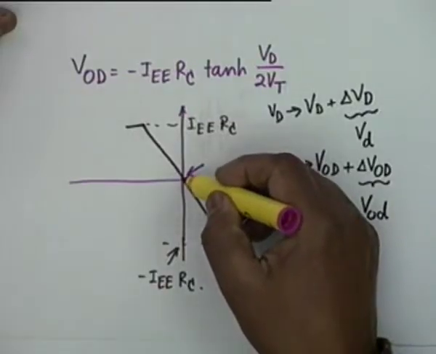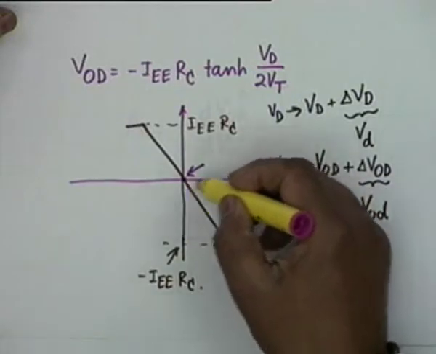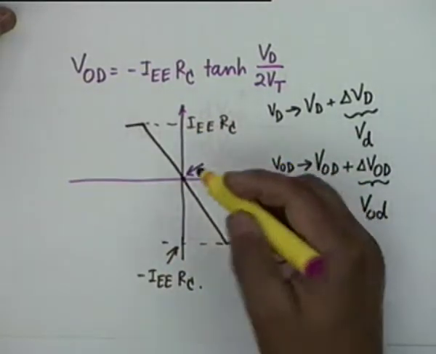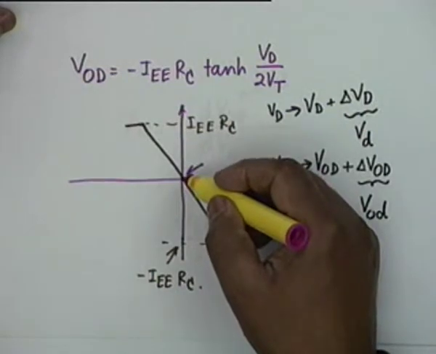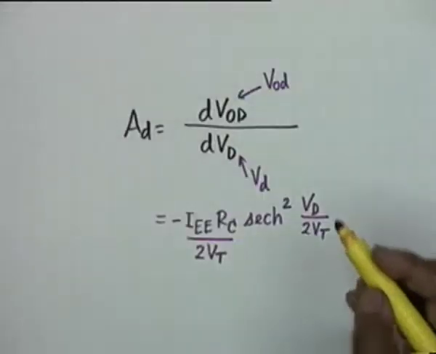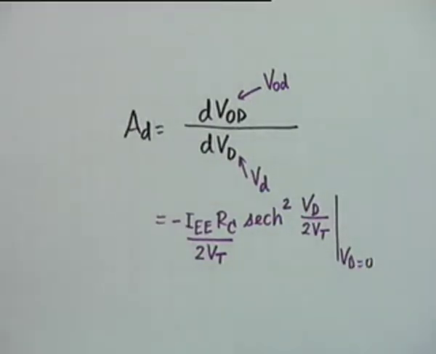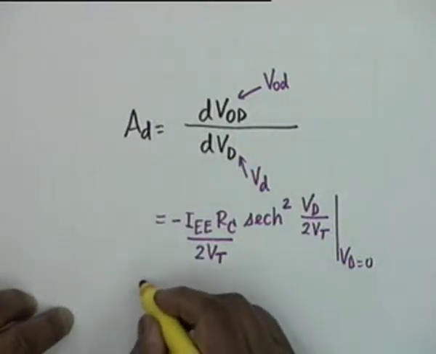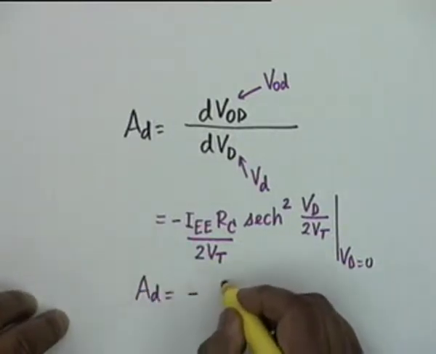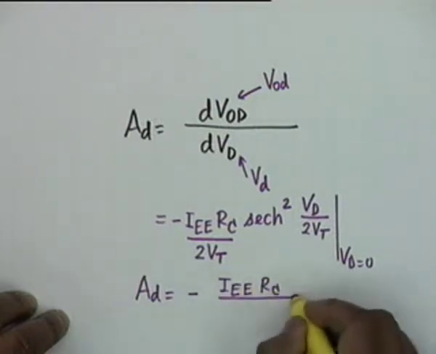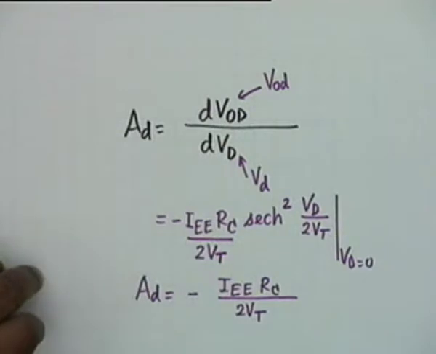As we go out from 0, either on this side or this side, the curve starts bending, and therefore we find the gain at VD equal to 0. If I put VD equal to 0, sech of 0 is unity, and therefore A sub D becomes simply equal to minus IEE R sub C divided by twice VT.